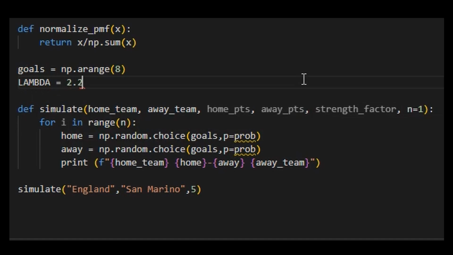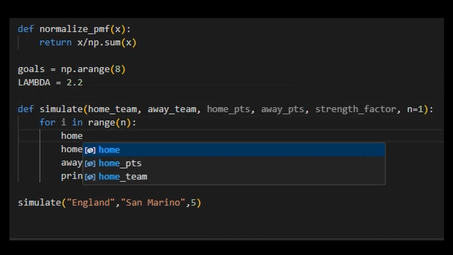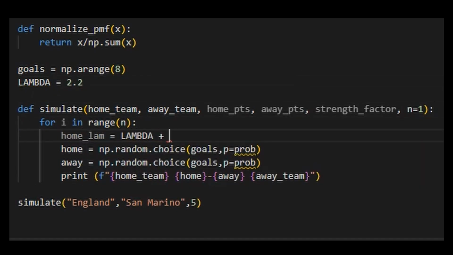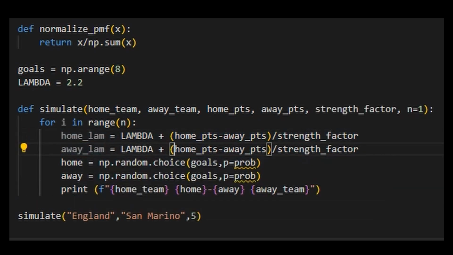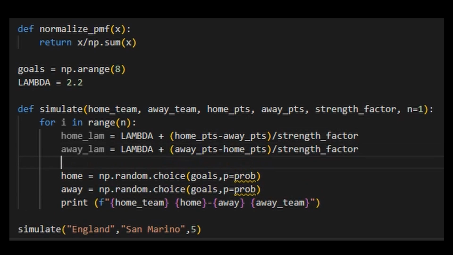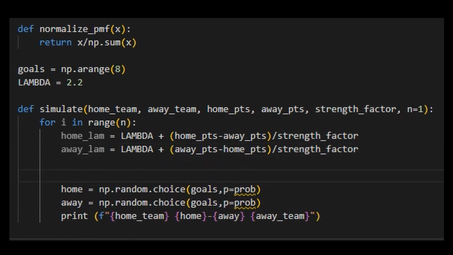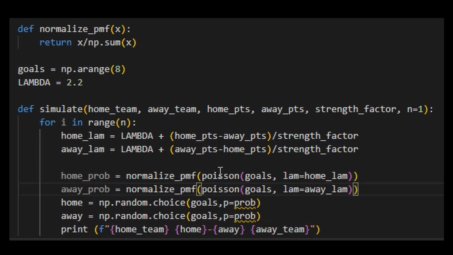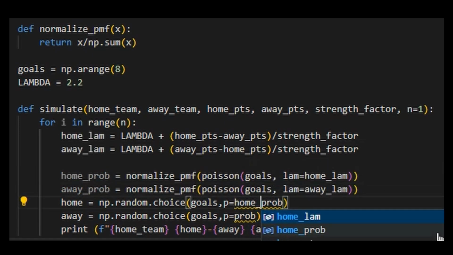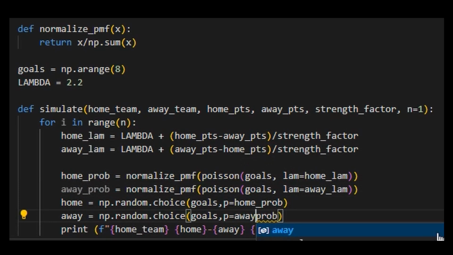Instead of a single scoring rate, we define separate Poisson parameters for the home and away teams. Starting from a base scoring rate of 2.2, we adjust each team's lambda according to the differences in their ranking points. The home team's lambda increases when it is stronger than the away team, while the away team's lambda decreases accordingly. This results in two different probability distributions, one for the home team and another for the away team.